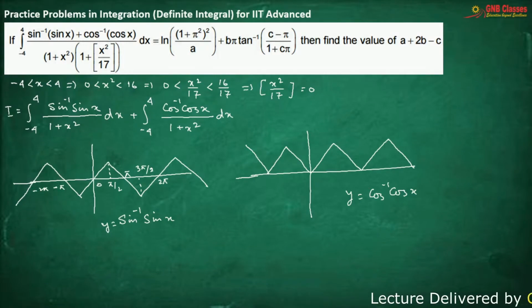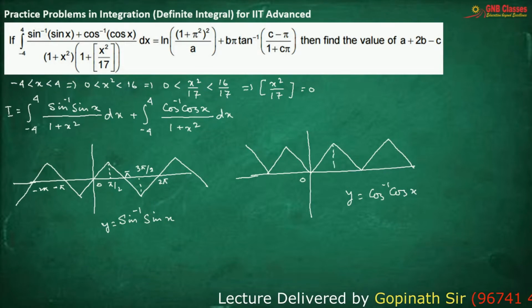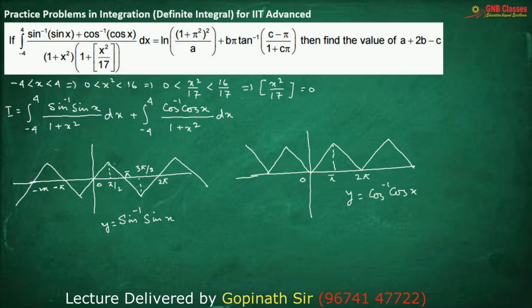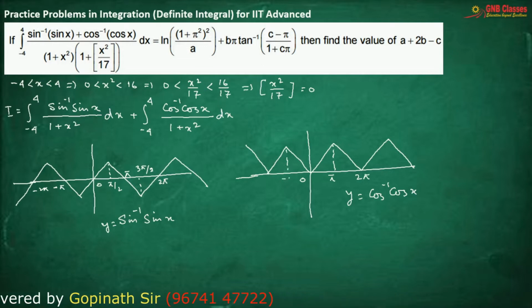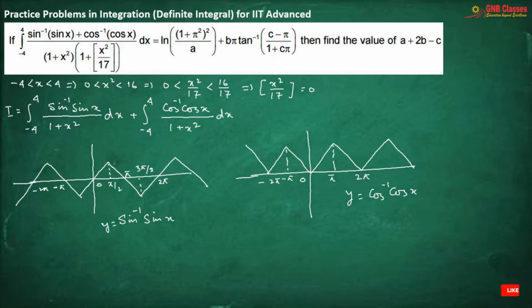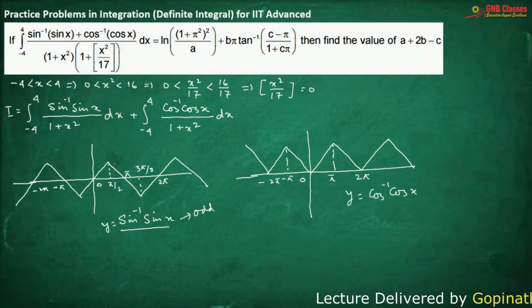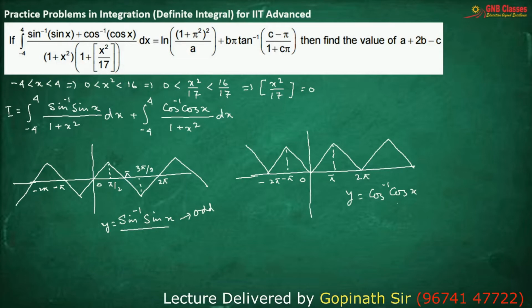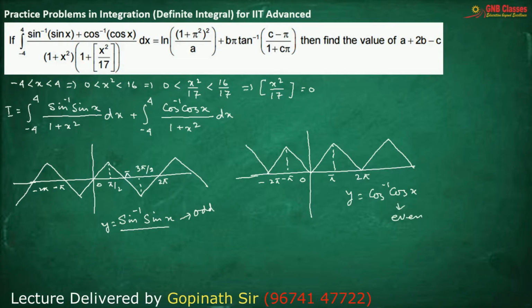And in case of cos⁻¹(cos x), this is 0. This is π, 2π, −π, −2π, and so on, right? Now, it can be seen easily from the graph itself that y = sin⁻¹(sin x) is symmetrical about the origin. That is, sin⁻¹(sin x) is an odd function. And for y = cos⁻¹(cos x), the graph is symmetric about the y-axis. Thus, y = cos⁻¹(cos x) is an even function. Is it clear?